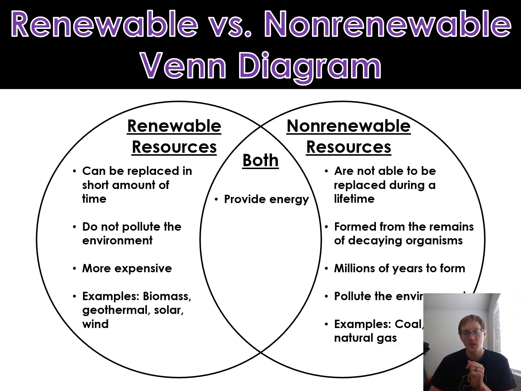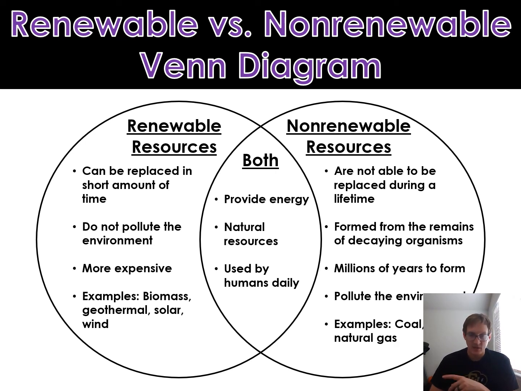Both, though, do provide us energy. They are both considered natural resources, and they are both used by humans daily. For example, on my house, I have solar panels, but I also have a natural gas oven. So I use a combination of both resources every single day of my life.